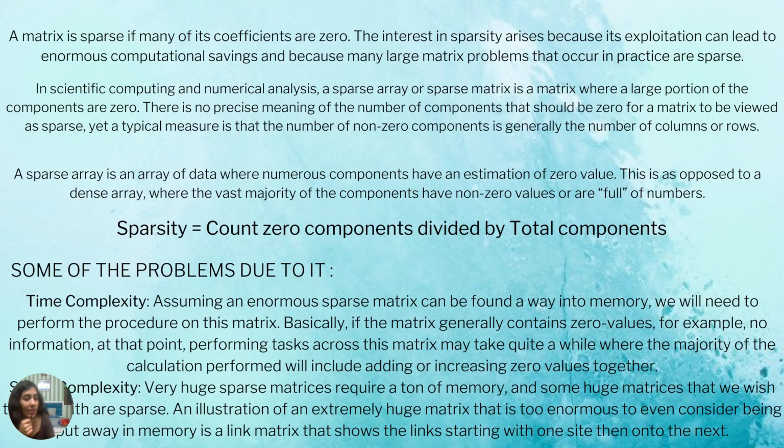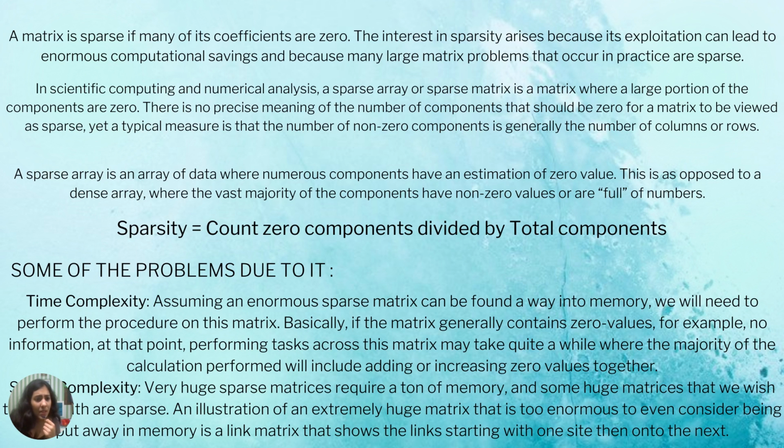A matrix is sparse if most of its components are zero. It is of interest in many areas because exploiting it can lead to enormous computation savings, and many large matrix problems that occur in practice are sparse. In scientific computing and numerical analysis, a sparse array or sparse matrix is a matrix where a large portion of components are zero.